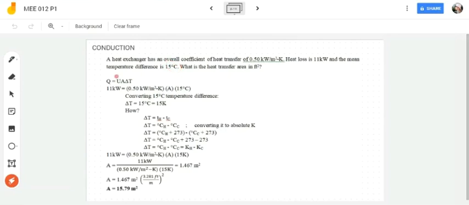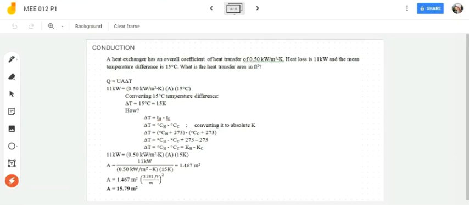So mind you, your 15 degrees Celsius is actually the temperature difference. So what is the difference between the temperature and the temperature difference? Kapag we are tackling temperature, that is the measure itself. But when it comes to temperature difference, that is the difference between two temperatures. So don't be confused between the temperature and the temperature difference.